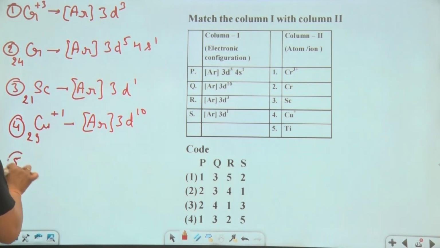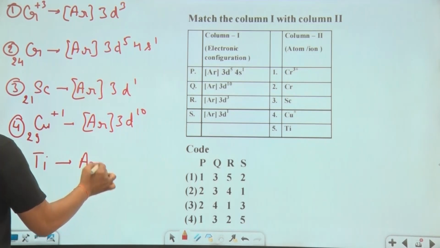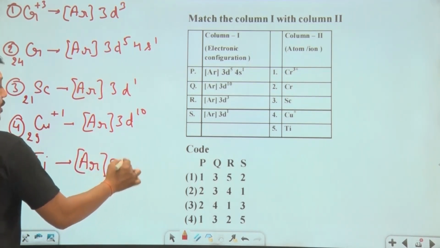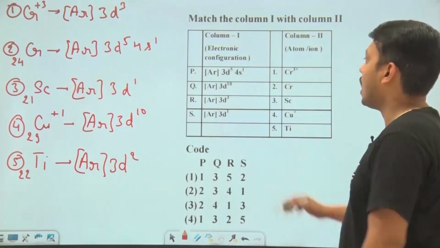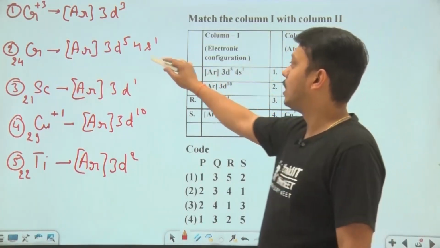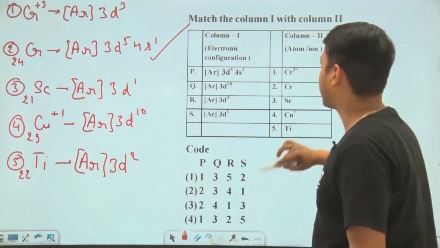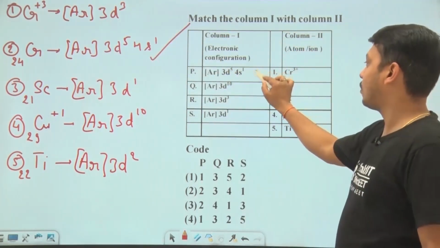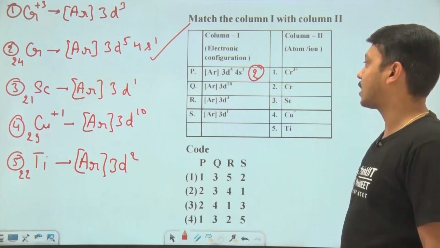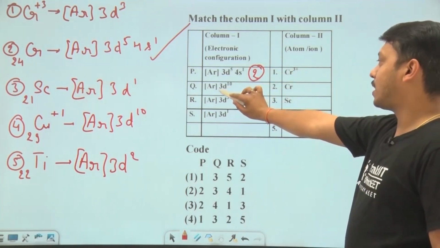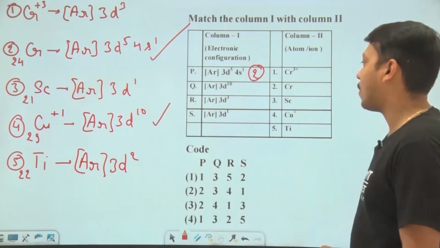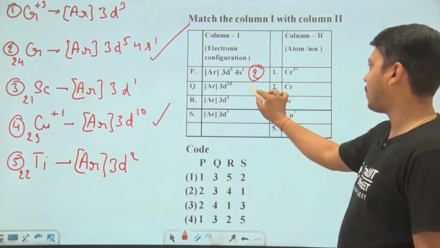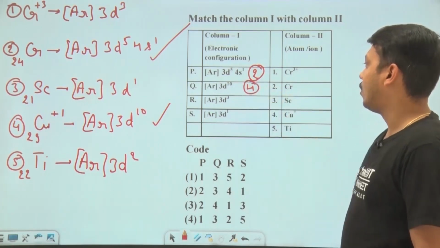Now the fifth one contains titanium. Its atomic number is 22, so its configuration is argon 3d2. Now let's check which one is the correct match. Argon 3d5 4s1 is the correct match for chromium, so for P, second is the correct match. Now Q is argon 3d10. Argon 3d10 is for copper plus 1, and copper plus 1 is present in the fourth.